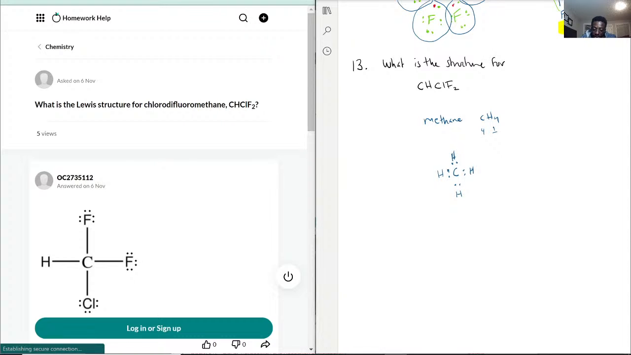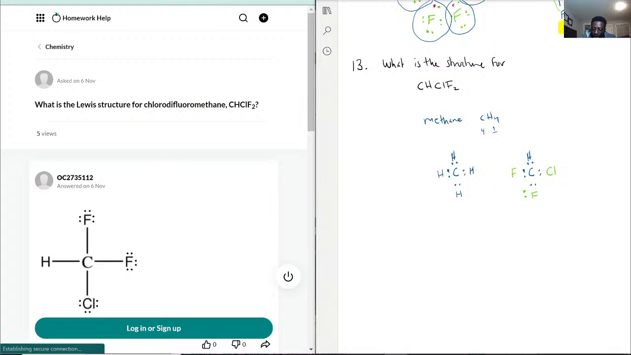Now, CHClF2, which is chlorodifluoromethane. Imagine having methane, but now you replace 3 of the hydrogens with the corresponding elements they mentioned. Hopefully this copy and paste works. Nice, it worked. It's the same exact thing, but this is gone, that's gone, and now we have Cl, F, F.